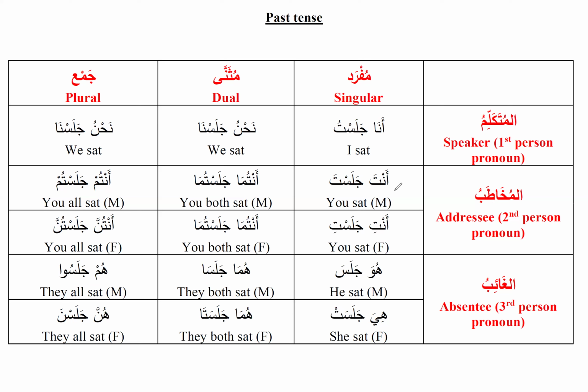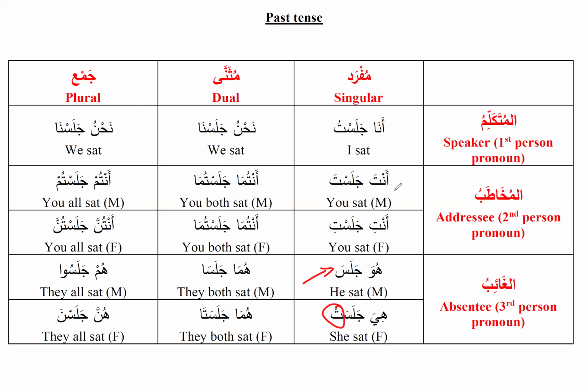Now coming to she, yani hiya, hiya jalasat. What do we add here? We add a ta sukun. This is called ta'u ta'nith sakina. It is a ta which is sukun, which indicates that it is feminine. So she sat will be an addition of ta sukun to the male. In the male one nothing is added, then in female you add ta sukun.